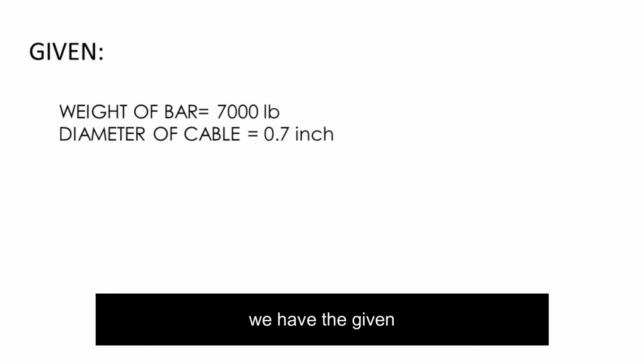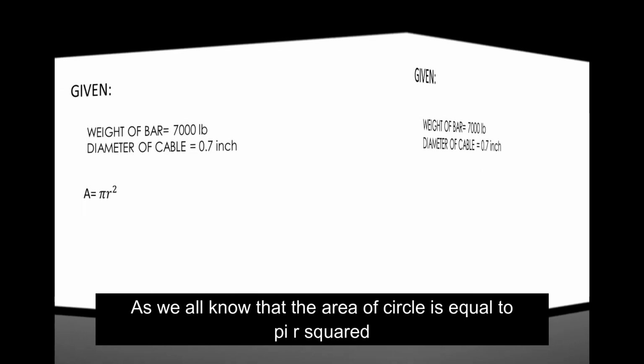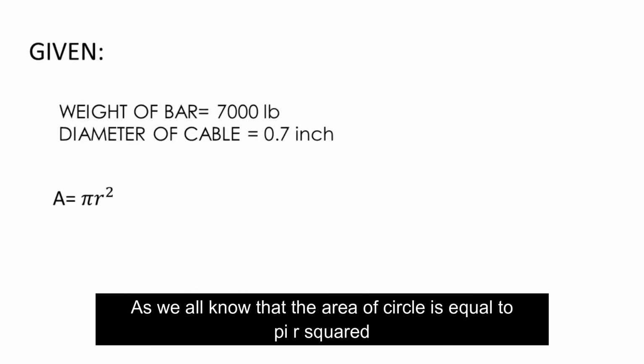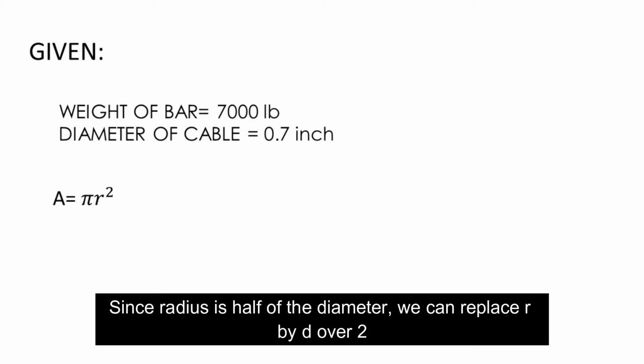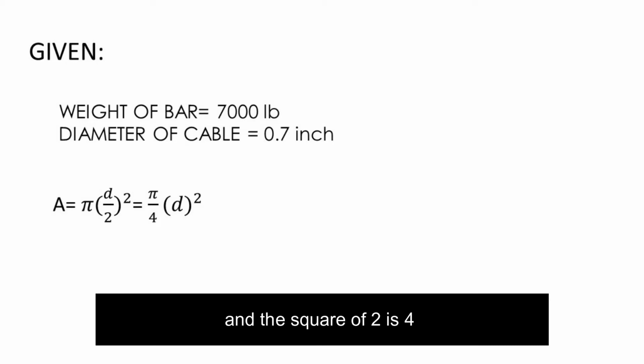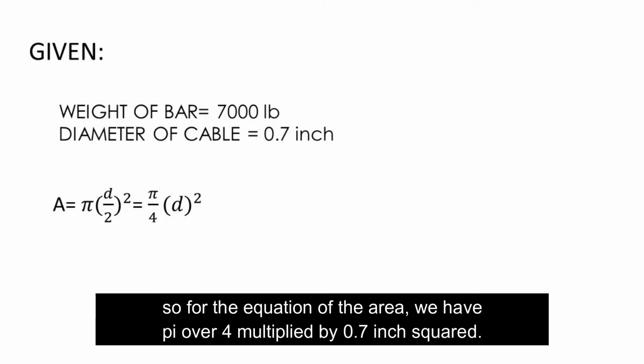So for this problem, we have the given weight of the bar equals 7,000 pounds and the diameter of the cable is 0.7 inch. As we all know, the area of a circle is equal to pi r squared, and we're only given the diameter of the cable. Since radius is half of the diameter, we can replace r by d over 2, and the square of 2 is 4. So for the equation of the area, we have pi over 4 multiplied by 0.7 inch squared.